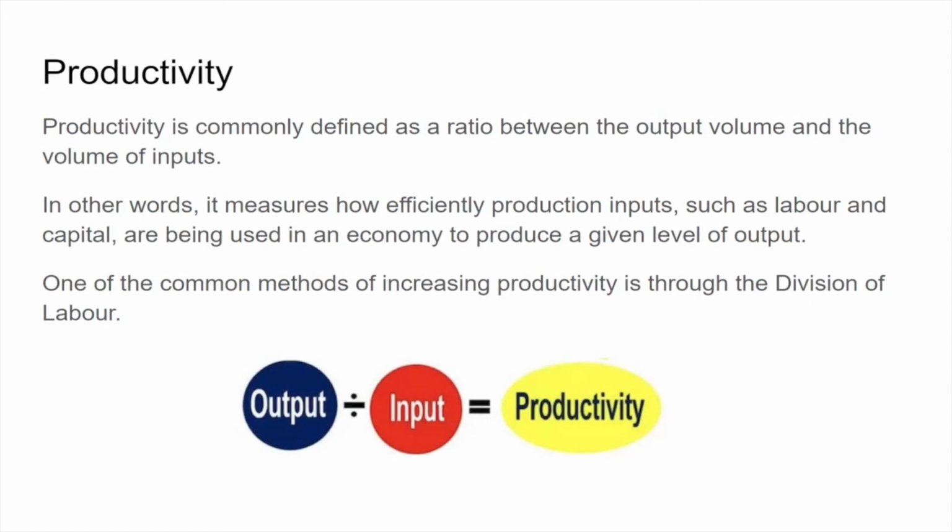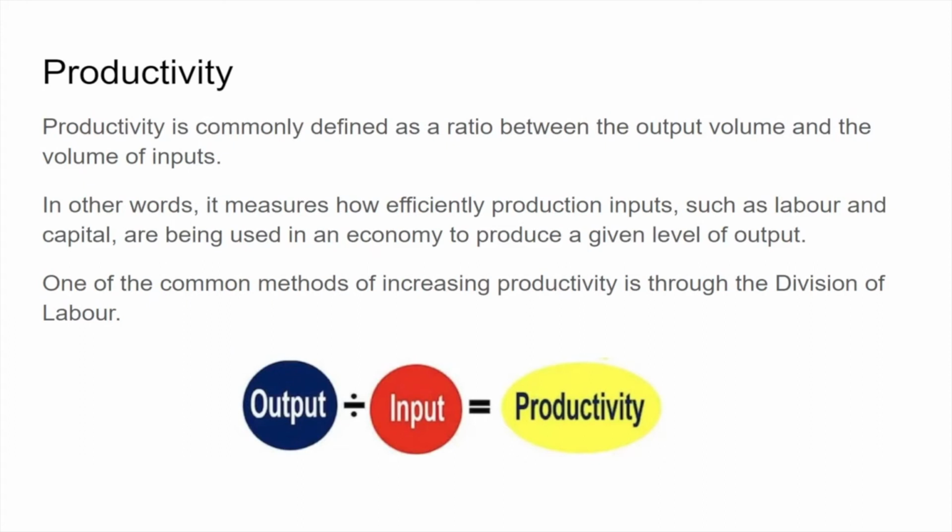Productivity is defined as the ratio of output versus input. How much did you get out of something versus how much did you put into it? Obviously, if you can get more out as a percentage relative to the amount that went in, it's more productive. You're squeezing more juice out of the lemon. It measures how efficiently production inputs such as labor and capital are being used in an economy to produce a given level of output. One of the common methods of increasing productivity is through the division of labor.